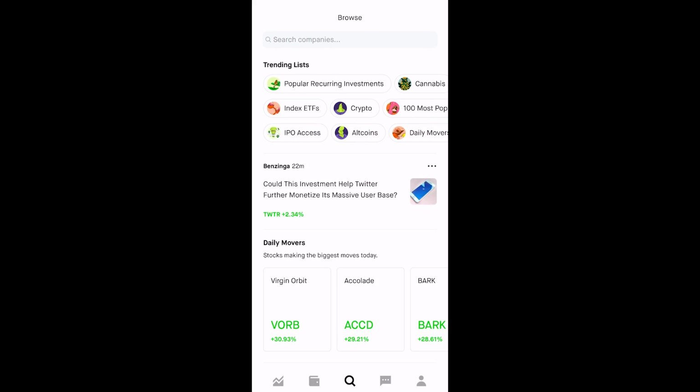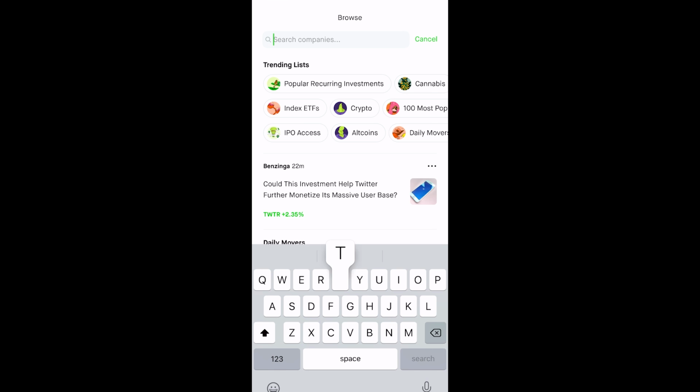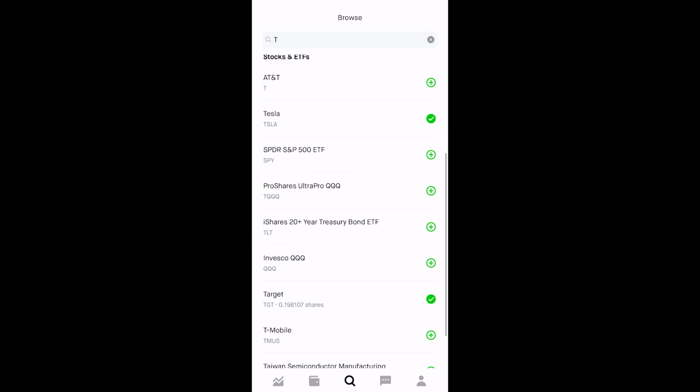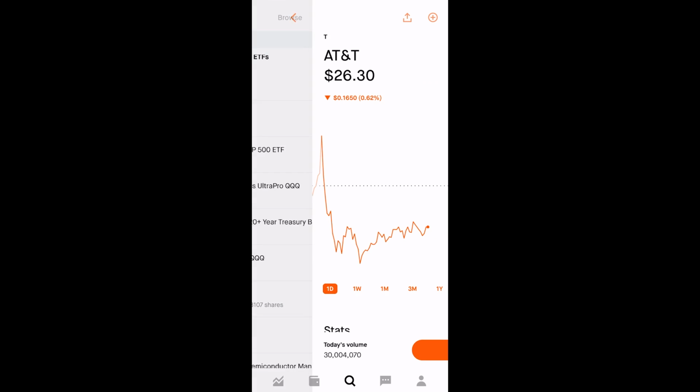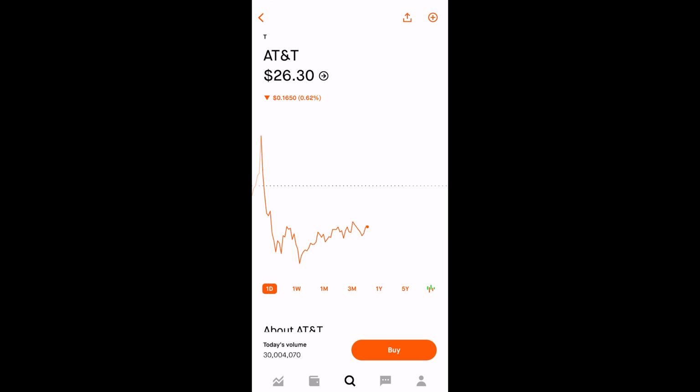Okay, so once you're inside the Robinhood app, just click the search icon right here in the middle, because we are going to have to look up a specific company. In today's video, we're going to look up AT&T, and their ticker symbol is T. So we're just going to search companies here, type in T, and then once we find AT&T right here, just click on it. And then obviously it's going to give us the current share price, $26.30 is what they're trading at. And the market is open, so this is going to be fluctuating.